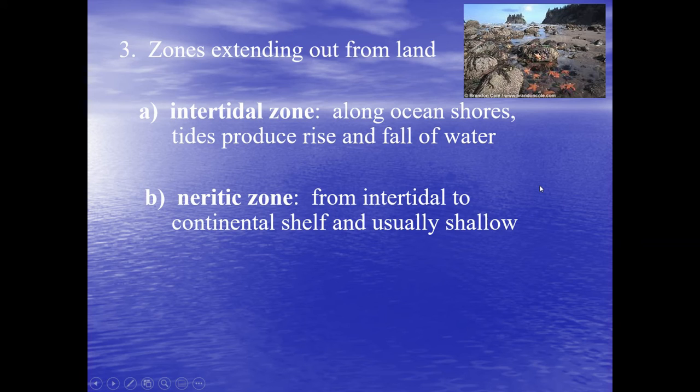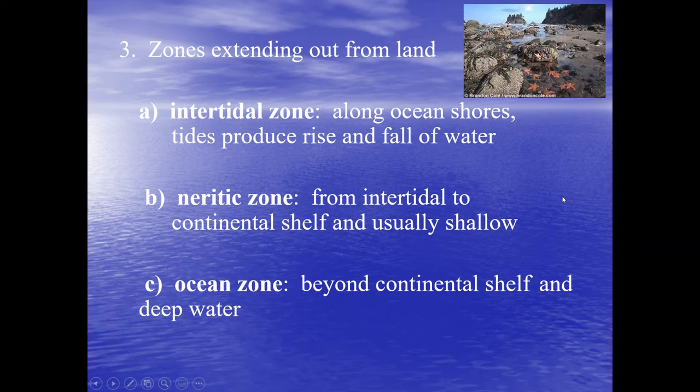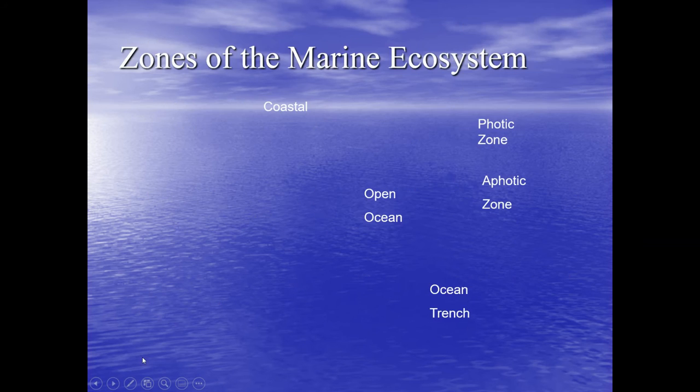The neritic zone is from the intertidal to the continental shelf. This is usually the shallow area. So if you've ever gone swimming in the ocean, played off the beach, this is what you'd be swimming in, the neritic zone. And then the ocean zone is beyond the continental shelf. This is getting into the deep water. So some of the cruise ships might go way out into the ocean zone, but typically you're not going to swim out into the ocean zone on your own.